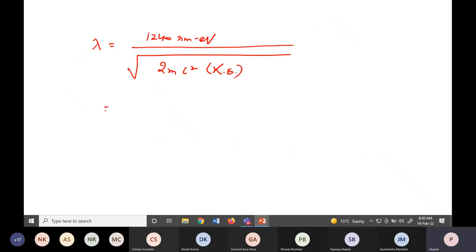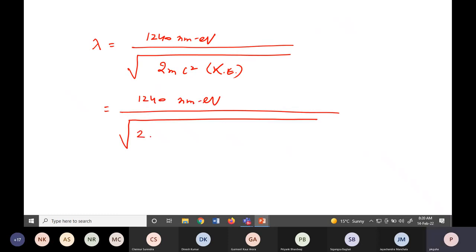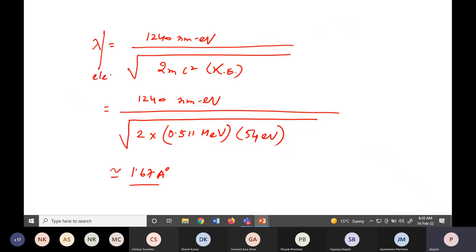And please check that this mc square, if you calculate separately, where m is the mass of the electron and c is the velocity of light, it is possible to show this is equal to 0.511 mega electron volt. And what is kinetic energy? Kinetic energy is 54 electron volt, right? And this comes out to 1.67 angstrom. So you see, this is the lambda associated with electron.